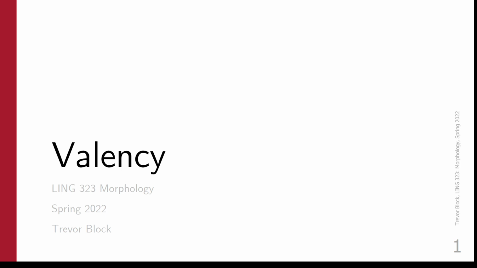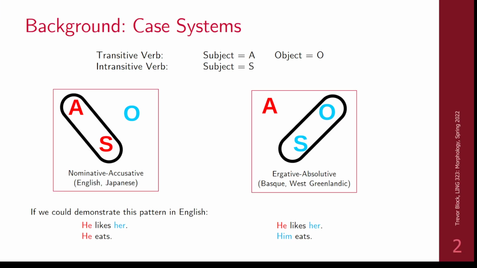In lecture this week, we talked about valency, which is very heavy in the morphosyntax side. So first, we'll cover some background information about case systems. In English, we see case in our sentences on pronouns. For example, in English, subjects get nominative case.